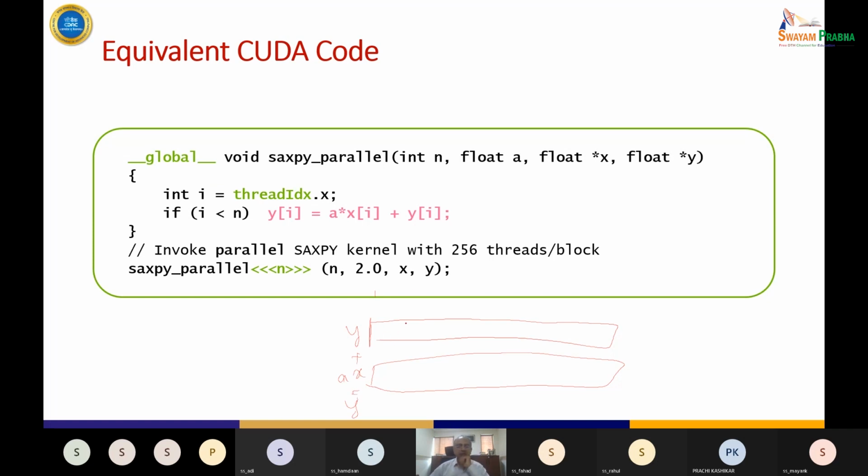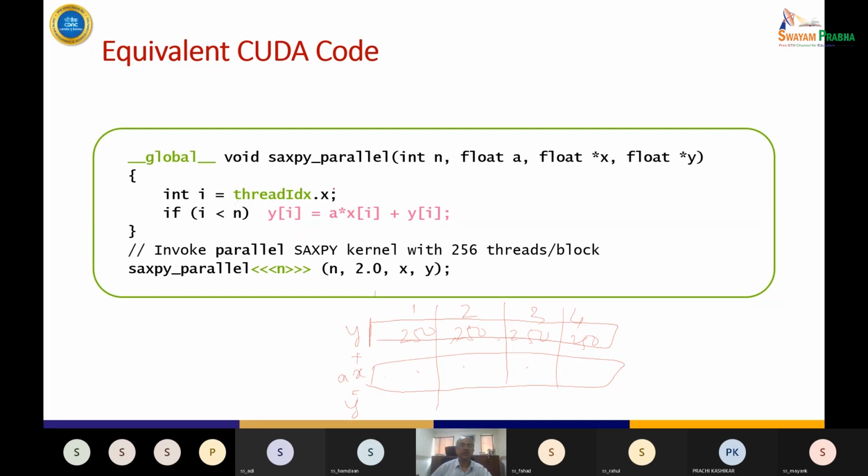So now when you have this in serial form, your CPU does this 1,000 times. But suppose you have 4 cores. What is it that you need to do? You give this to core 1, core 2, core 3 and core 4. So 250 elements each are given to each core. So how will you do that? By dividing it into threads, and each one, see, this is threadIdx.x.